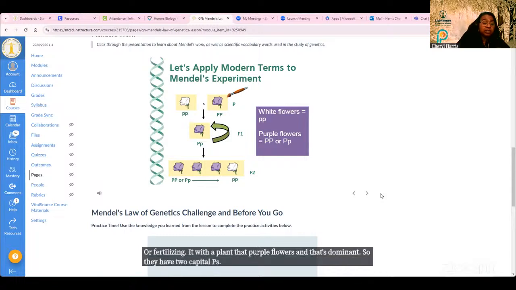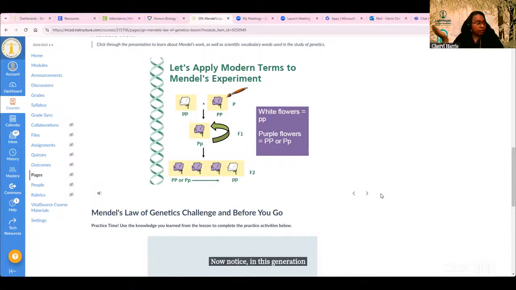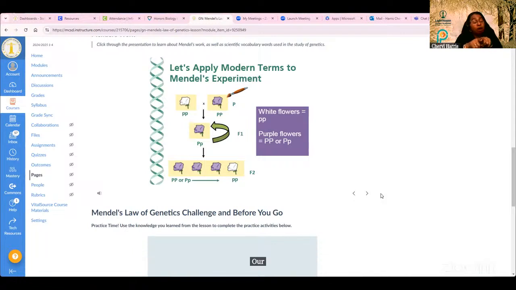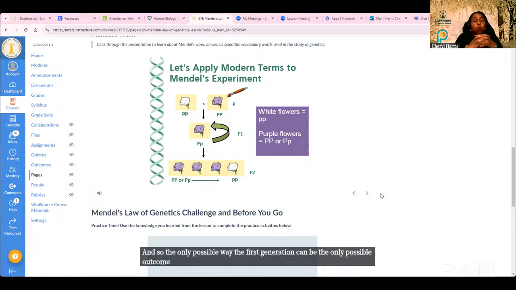Now notice in this generation, because they only have those things to give, the white flower is going to give a small p and the purple flower is going to give a capital P. So look at our F1 generation. Our F1 generation can only be heterozygous because it has to get one from mom and one from dad. And so the only possible outcome for the first generation is to be 100% heterozygous.